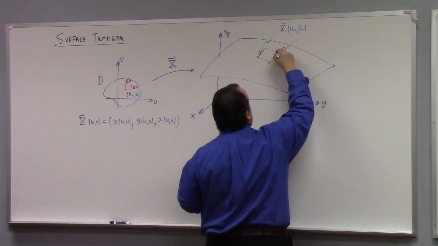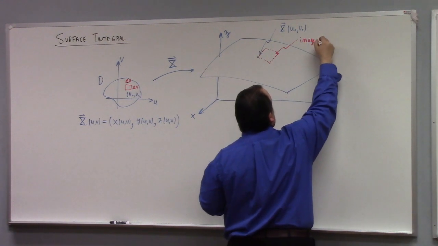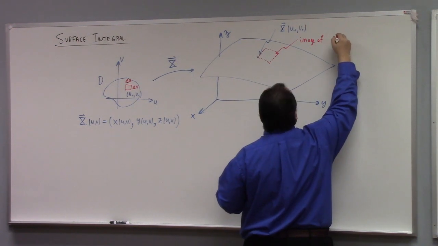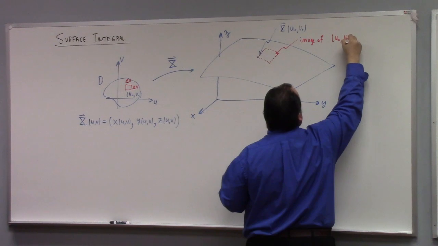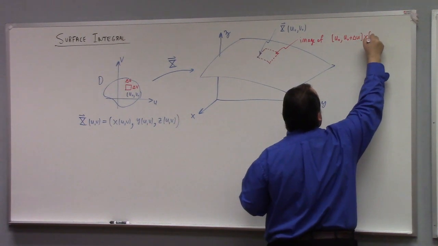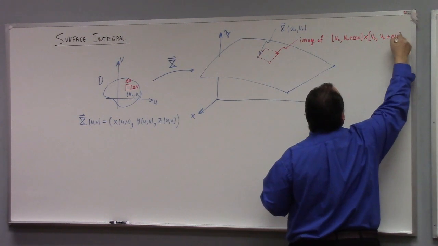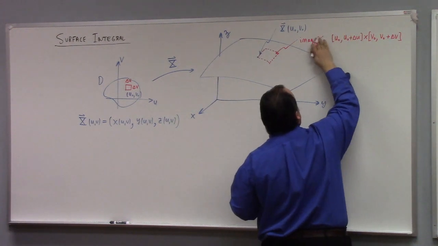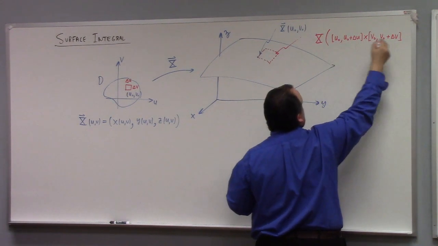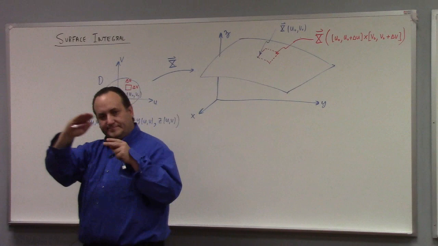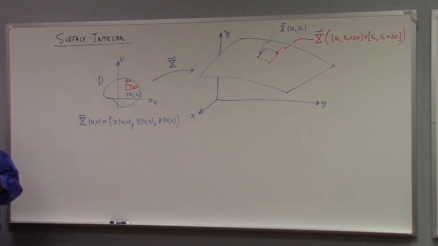So here's the image of this square. Let's see how to write that. I'm going from U naught to U naught plus delta U, Cartesian product with V naught to V naught plus delta V, okay? So it's specifically X of that. This is a little subset of our surface, a little kind of curvy parallelogram, okay?